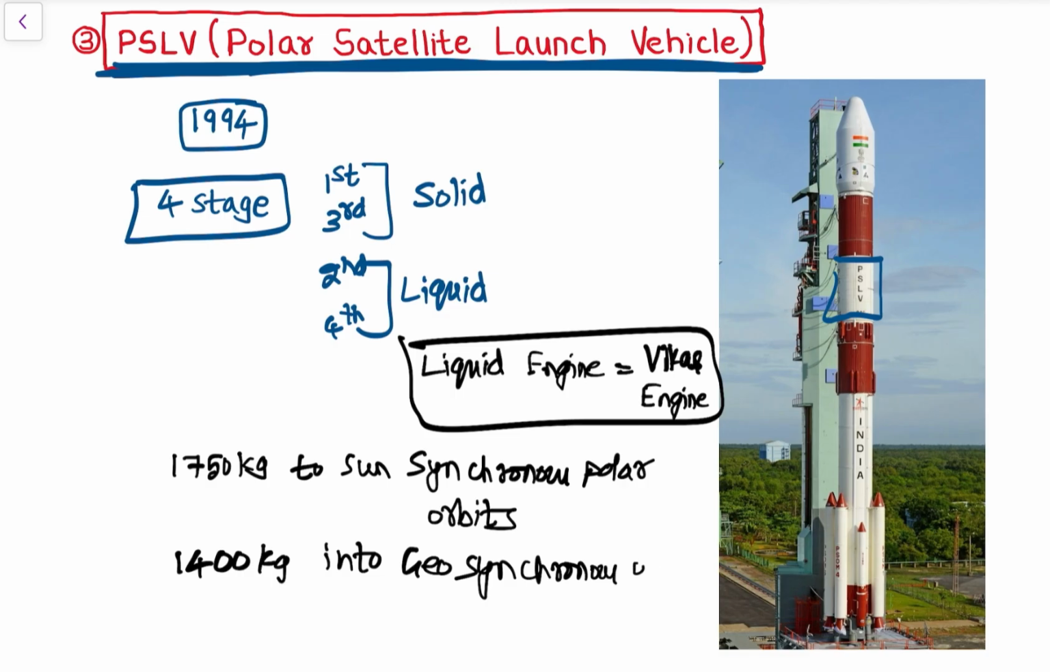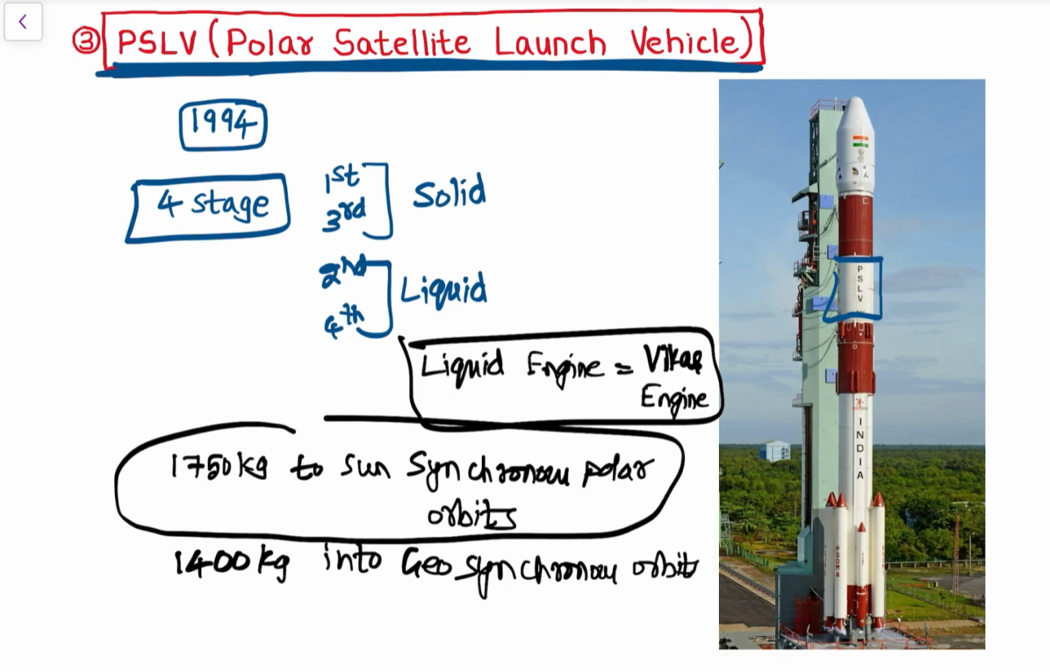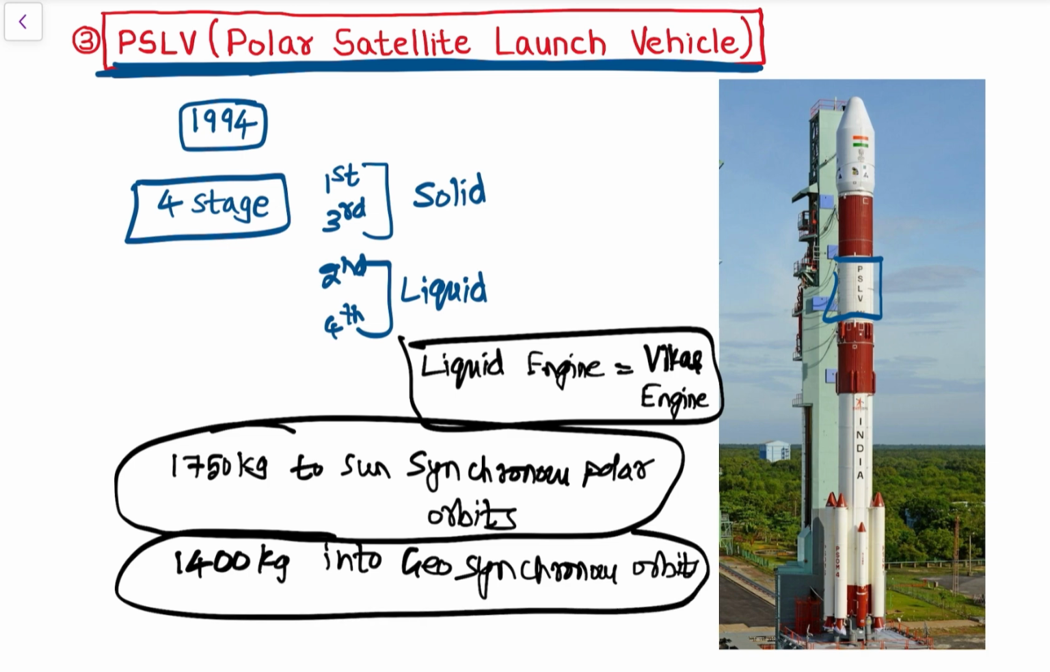Geosynchronous orbits. So 1750 kg to sun synchronous polar orbit, 1400 kg into geosynchronous orbit. So PSLV is also called the workhorse of ISRO. Most of the satellites are launched using PSLV.